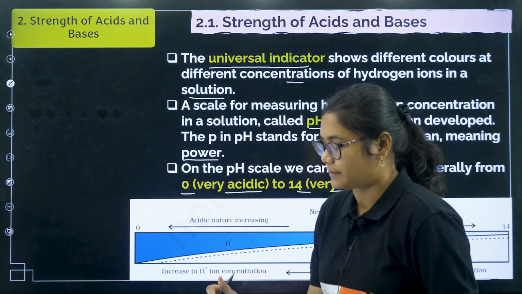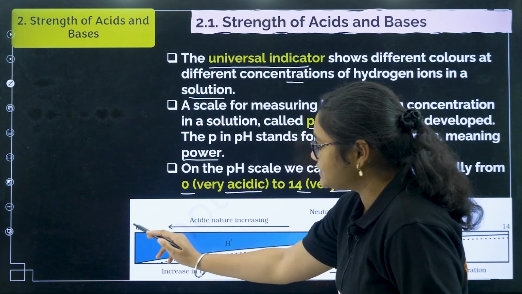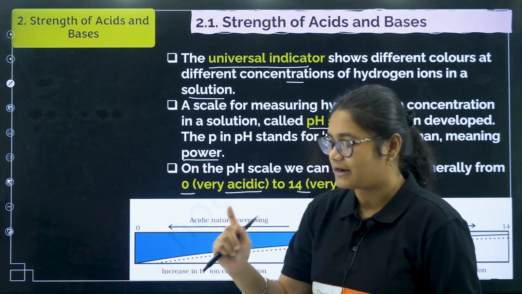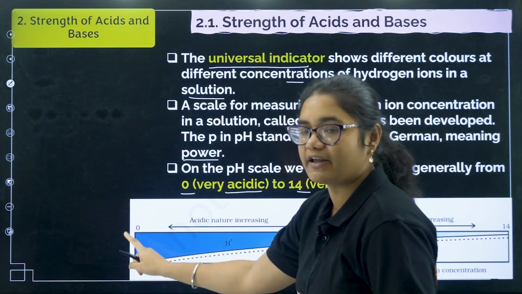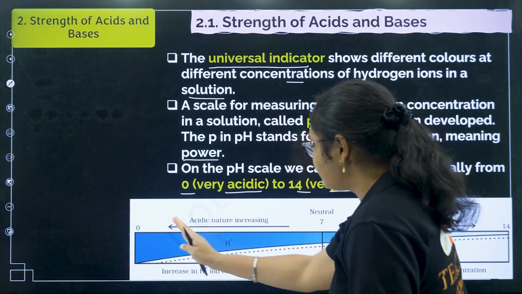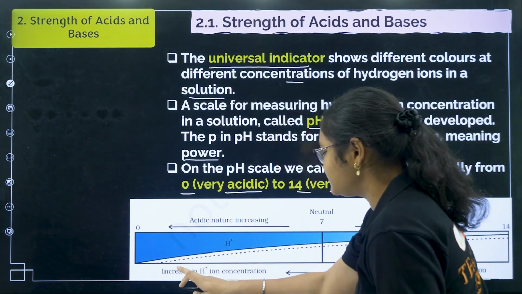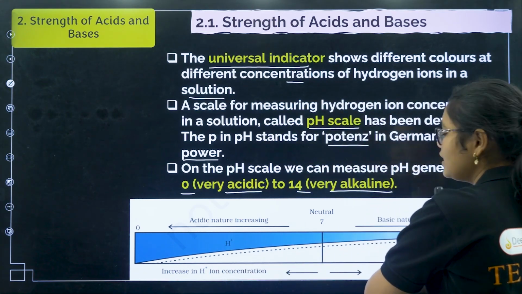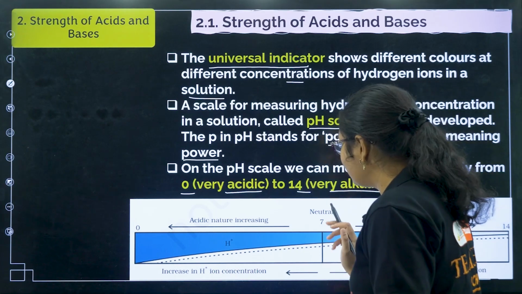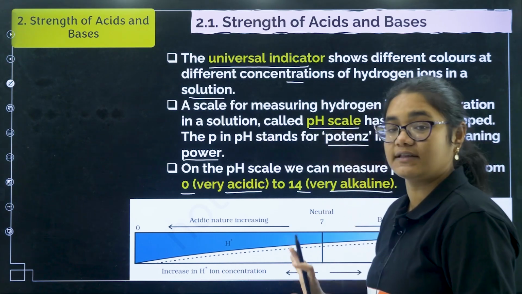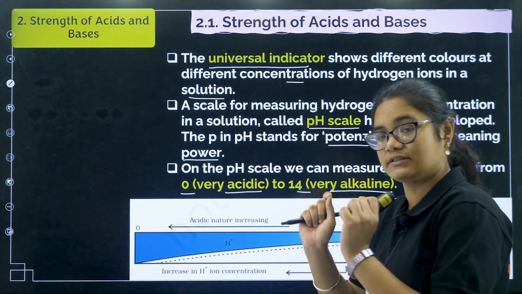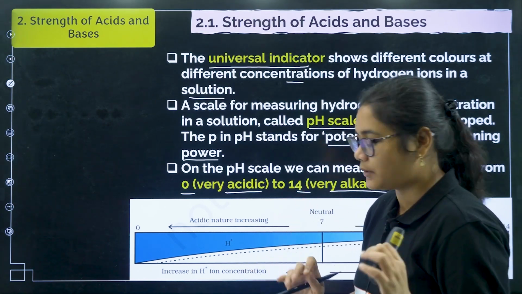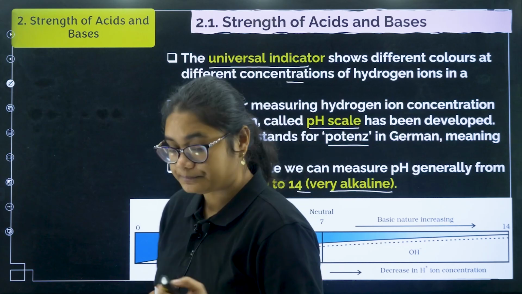Now you can see this diagram. When the pH is 0, that means it is very acidic, and acidic solutions will give you H plus. That means there is a high concentration of H plus here. Now as we go along from 0 to 14, the H plus concentration keeps on decreasing, and there is a midpoint, that is 7. At 7 it is neutral. I mean here the H plus concentration and OH minus concentration are equal. So we will see this in detail.